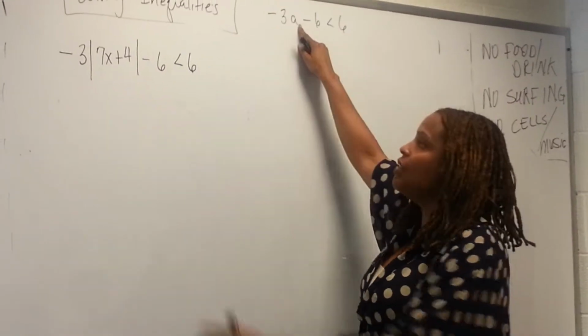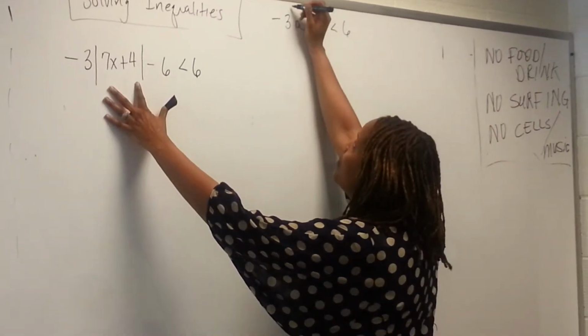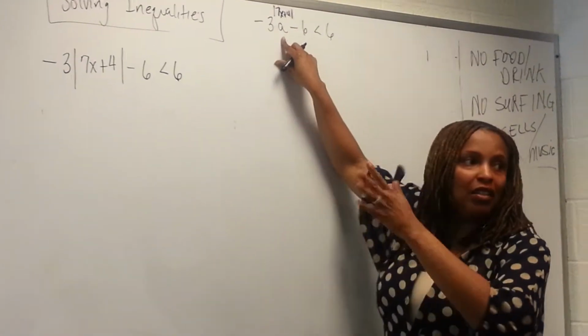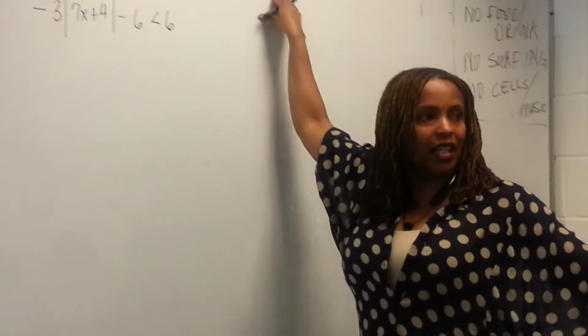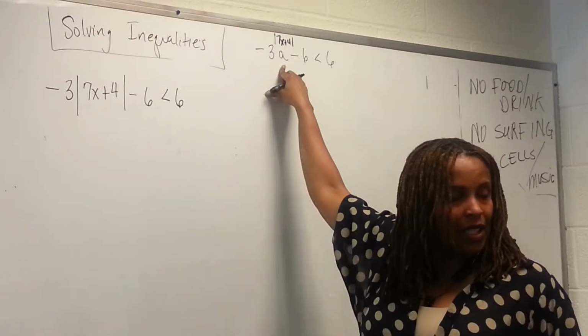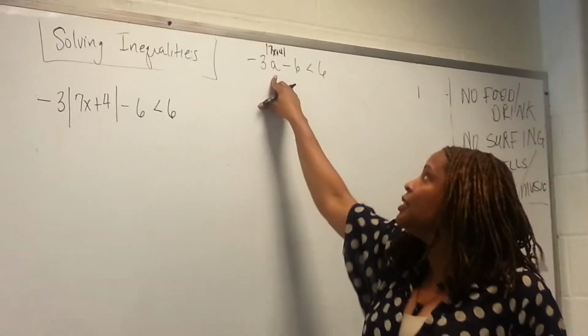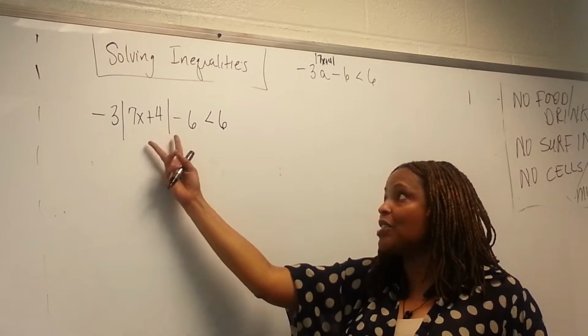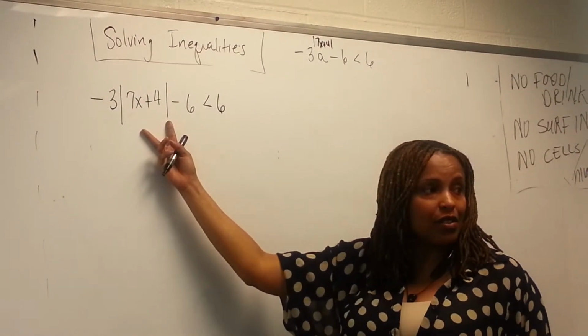So I'm kind of treating this absolute value of 7x plus 4 like a variable. It's like I'm calling it an a. You can write all this later. I just want you to stay with me. Are you with me? So if I wanted to solve this to get the absolute value by itself on one side, what would you do first?